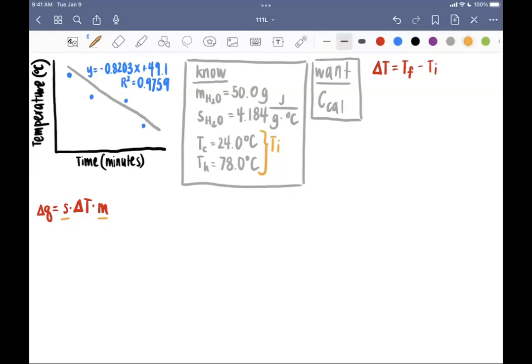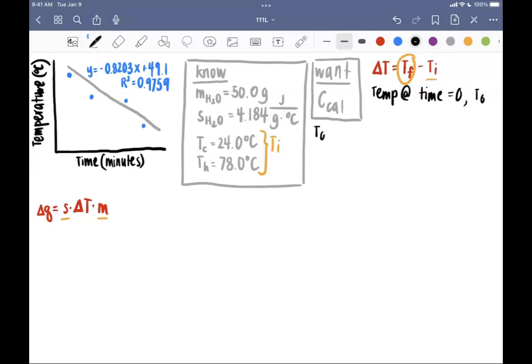So we already said that we have this initial temperature, but how are we going to determine this final temperature? We're going to be using the plot to the left to determine the temperature at time equal to 0, which on your data sheet was represented as T sub 0.